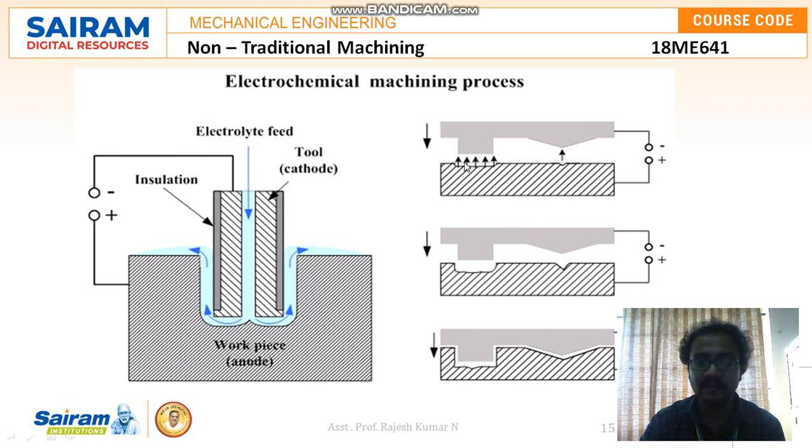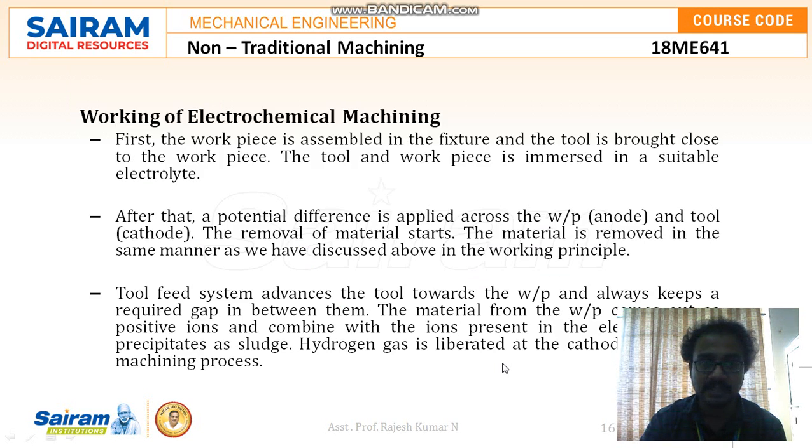Initially, when it is applied, only a few layers of the metal are removed, and later by continuously applying the same electrolyte condition in the presence of current, we could see a long groove in this workpiece. So when I speak about the working of the electrochemical machining process, first the workpiece is assembled in the fixture and the tool is brought closer to the workpiece.